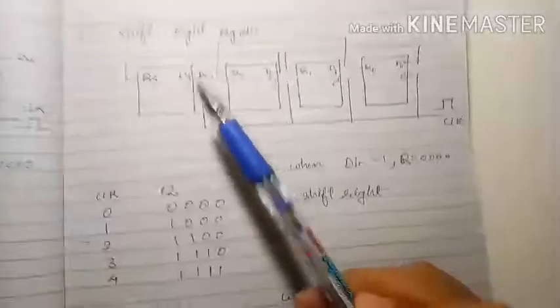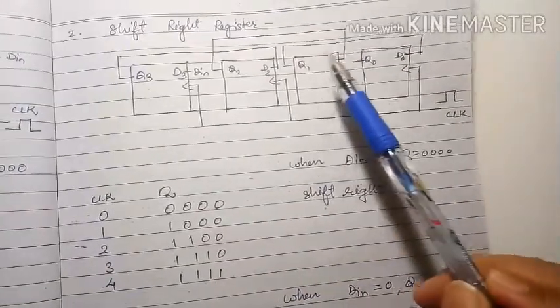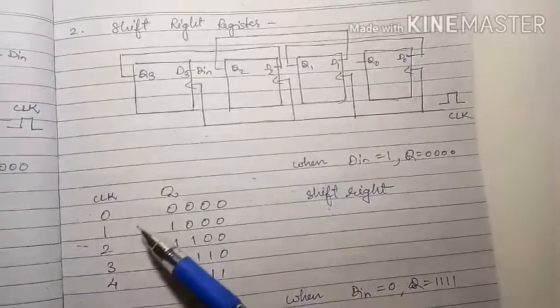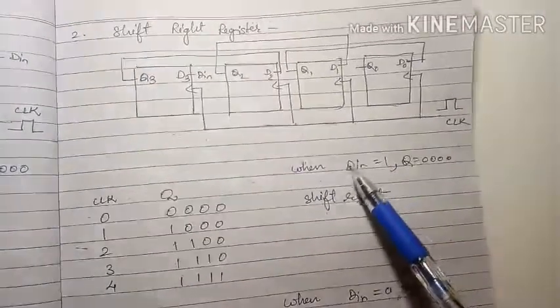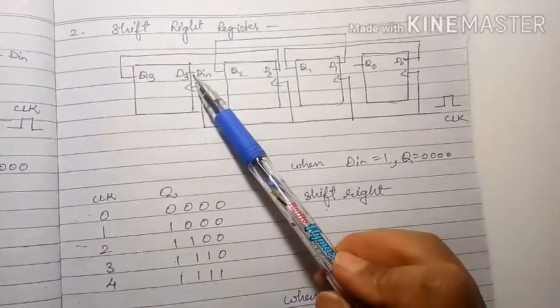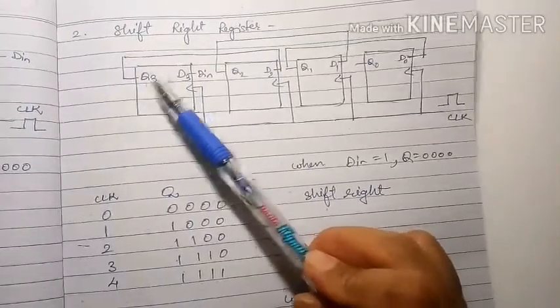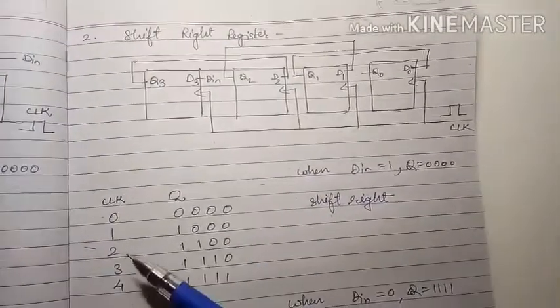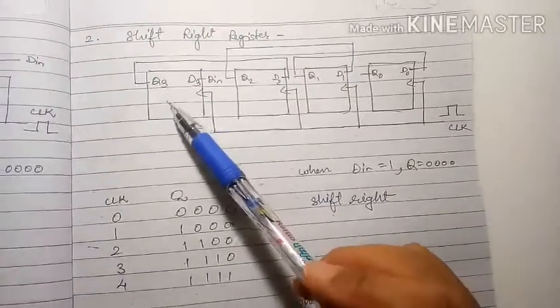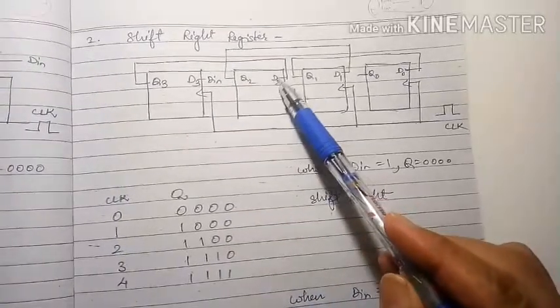Clock 0, all the Q's are 0 0 0 0. With clock pulse 1, D in is 1. So if this is 1, then this is 1. Rest of all the outputs will be 0. With the second clock pulse, as this was 1, it is shifted to this.